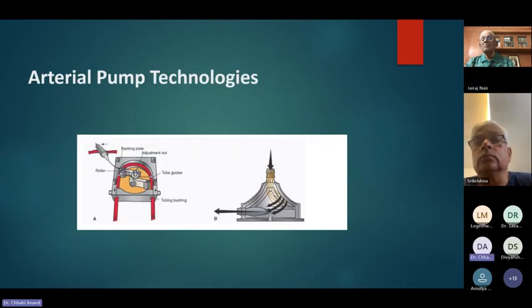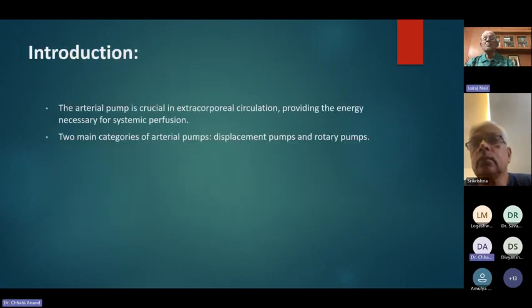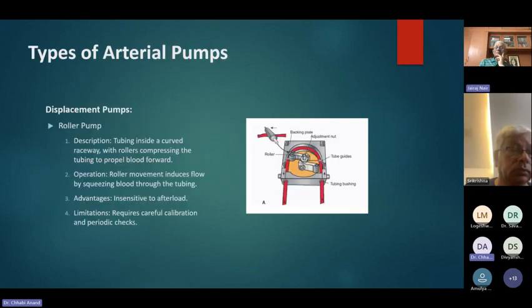Arterial pump technologies. The arterial pump is crucial in extracorporeal circulation, providing the energy necessary for systemic perfusion. Two main categories of arterial pump: displacement pumps and rotatory pumps. Displacement pumps are roller pumps.